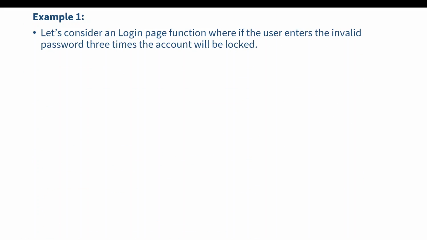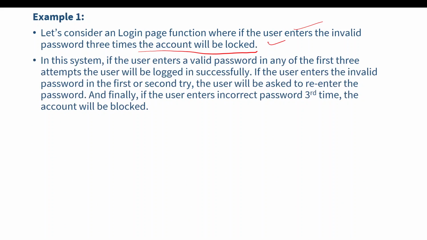So take an example for this state transition, guys. Let's consider a login page function where if the user enters an invalid password 3 times, the account will be blocked. Take the previous example I have given, the ATM machine, or if you are logging into any screen, it will also allow 3 times to enter the correct password if you are entering the wrong password multiple times. So in this system, if the user enters a valid password in any of the first 3 attempts, the user will be logged in successfully. If the user enters an invalid password on the first or second try, the user will be asked to re-enter the password. And finally, if the user enters an incorrect password the 3rd time, the account will be blocked.